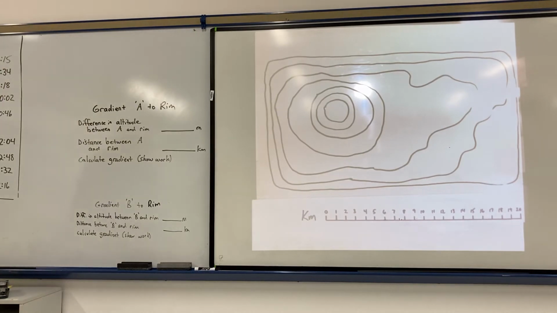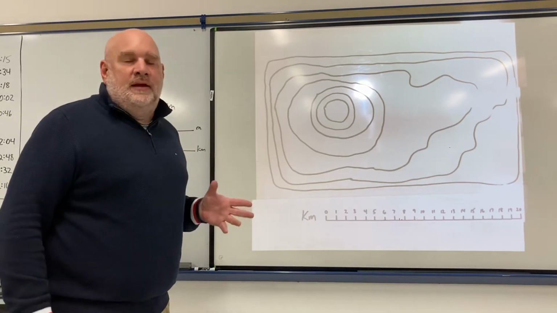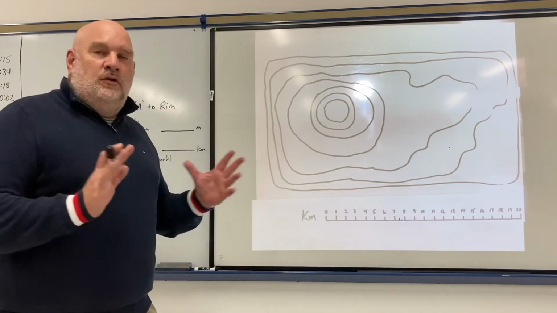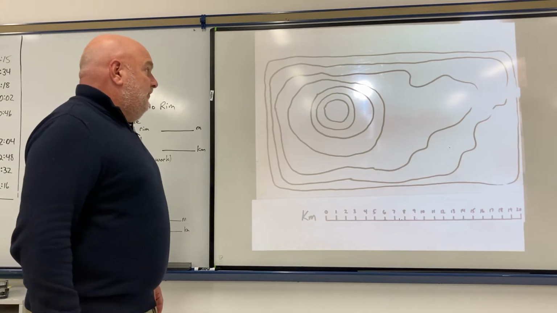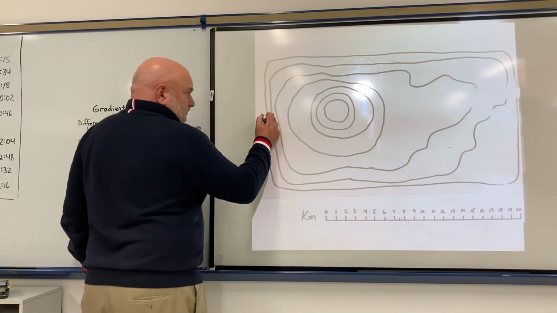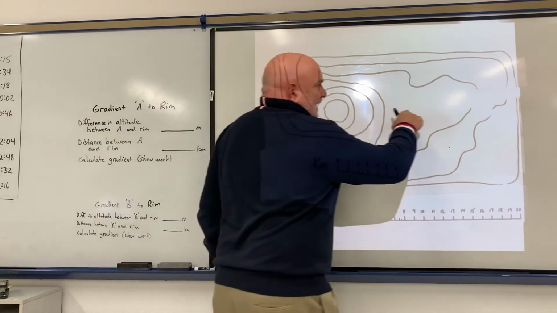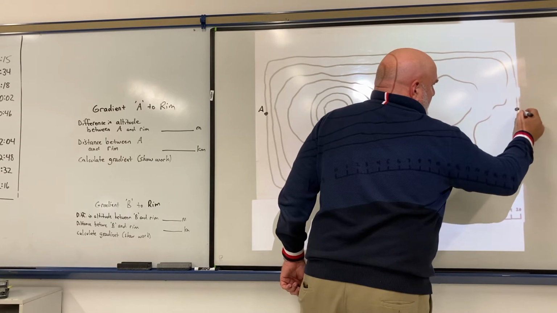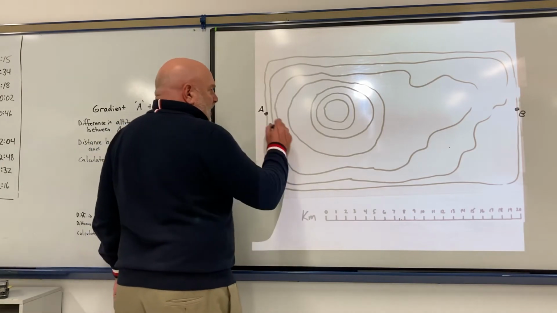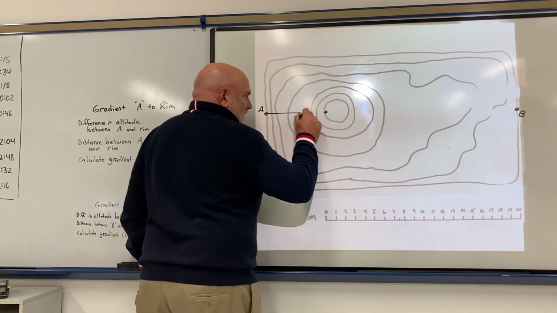What we want to do now is use this map to calculate the gradient of both sides of the volcano and see what the relationship is between how close the lines are and the value of gradient. The side the top of the mountain is closer to, we're going to call the A side. So this point right here we'll call point A, and directly opposite of it right here, we'll call point B. What we want to do is calculate the gradient from A to the rim, which is that spot right there.